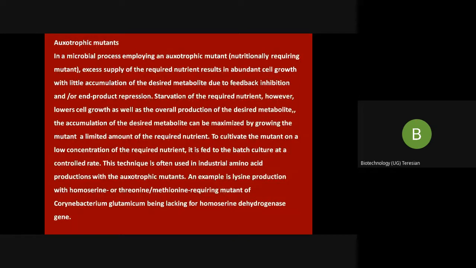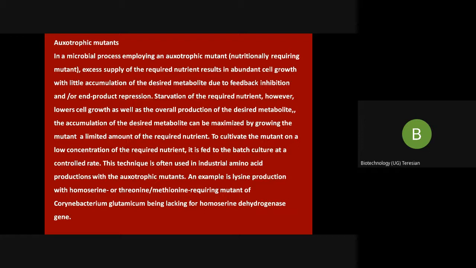Coming to the auxotrophic mutants. What do you mean by auxotrophic mutants? The very word mutant means it is different from the wild type. So auxotrophic mutants are nutritionally requiring mutants. That is, any one of the nutrients is deficient in these organisms. That is called an auxotrophic mutant. So you have to supply the nutrients to these organisms because their body cannot produce them, whereas the wild type can produce all their amino acids.